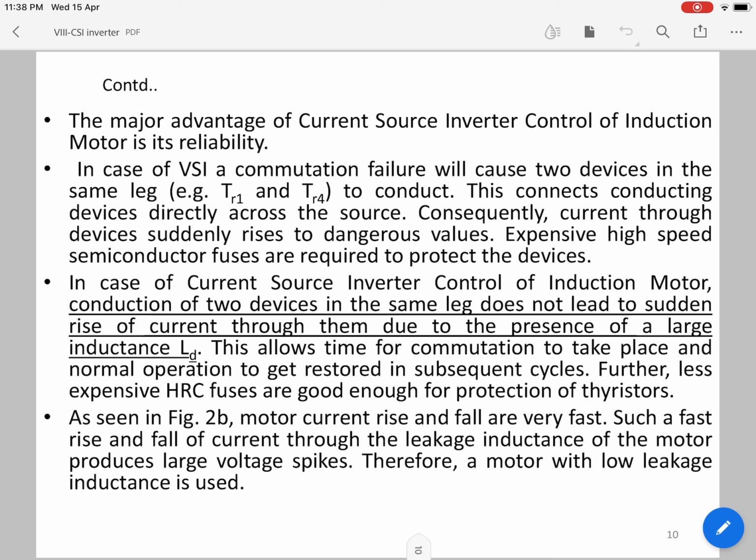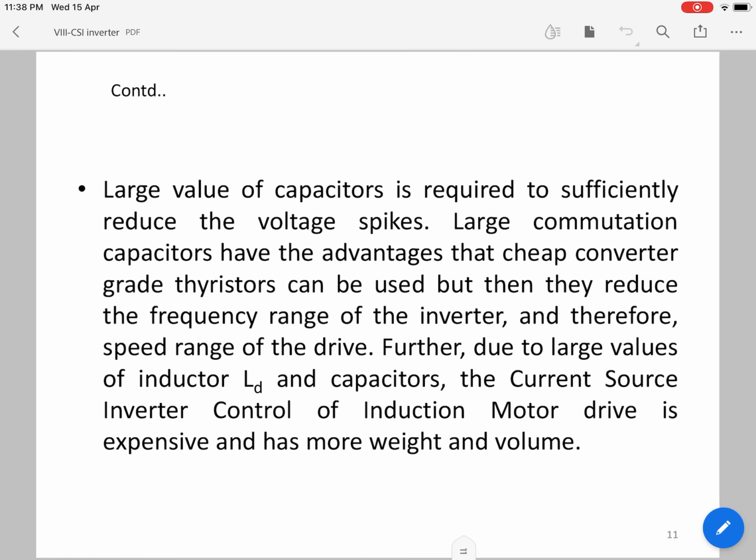So also, as you see in figure 2b, the motor current rise and fall are very fast. Such a fast rise and fall of current through the leakage inductance of the motor produces large voltage spikes. Therefore, a motor with low leakage inductance is used. Again, you can go through this point. And large value of capacitors is required to sufficiently reduce the voltage spikes.